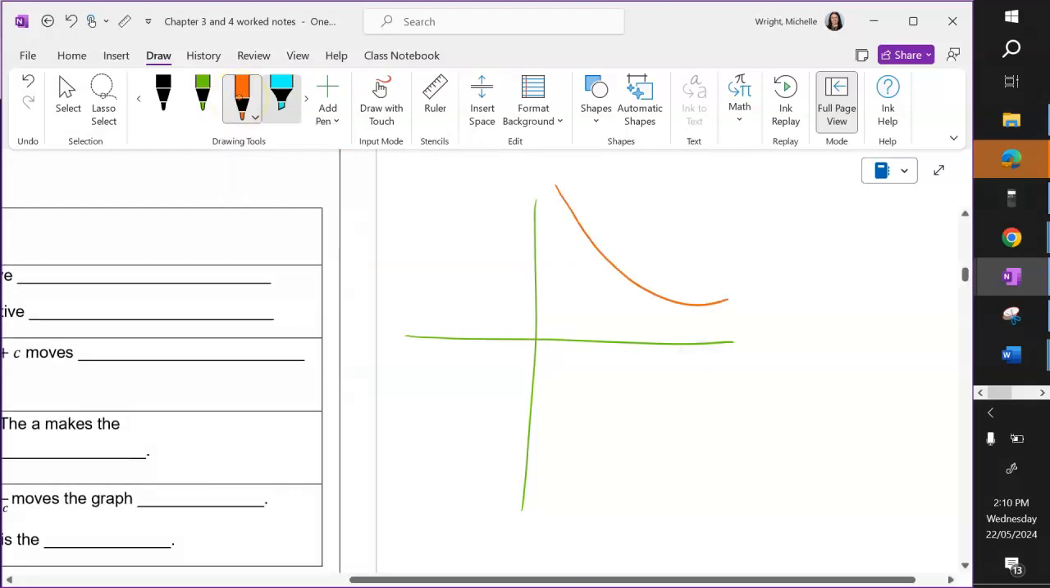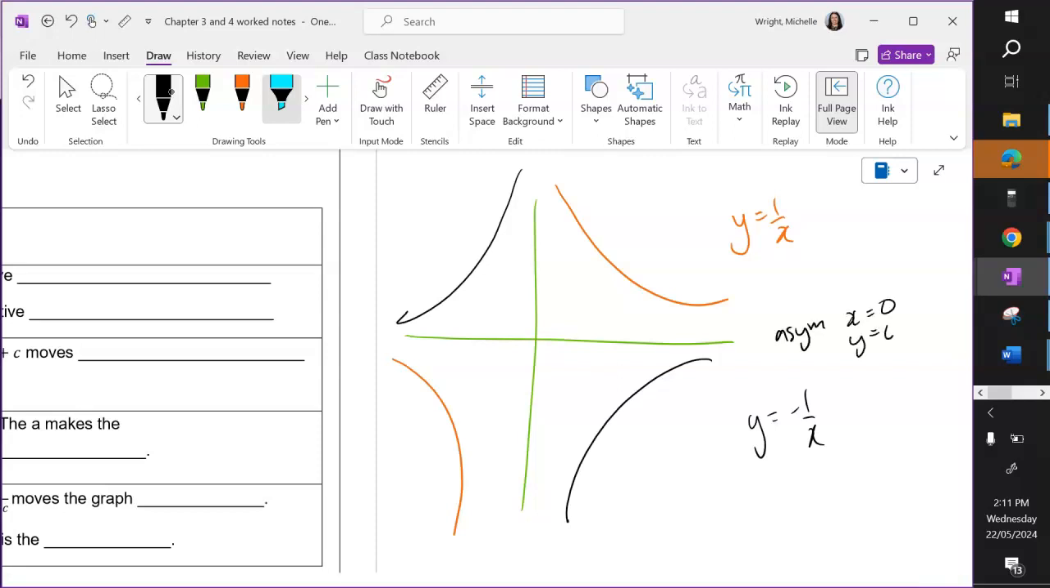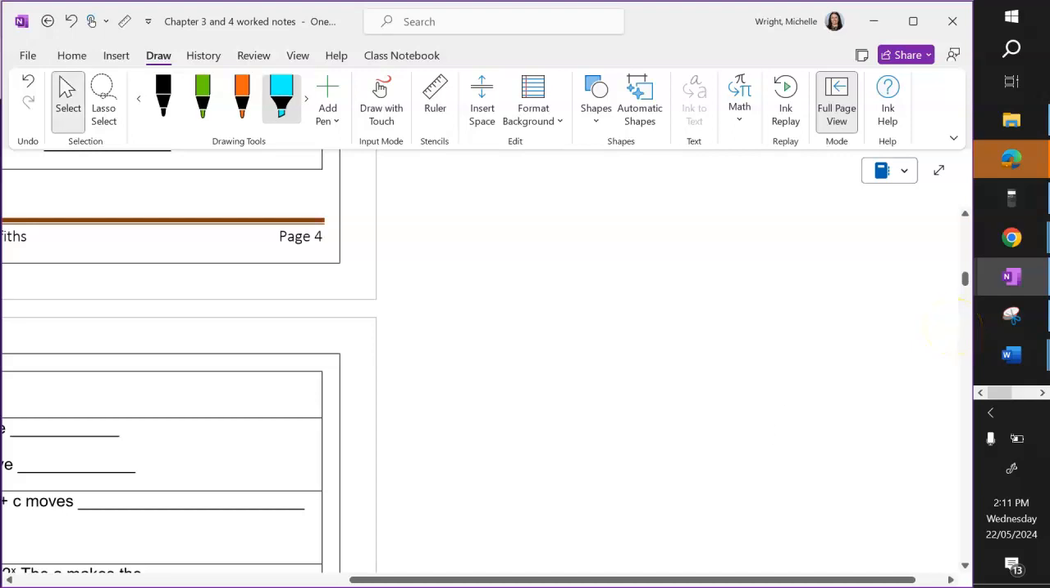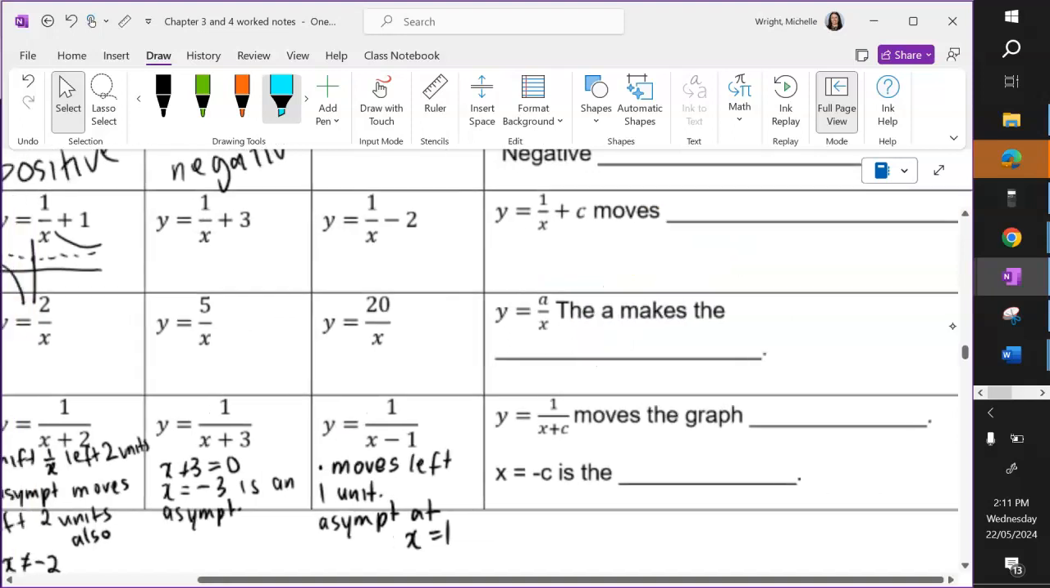Here's our basic y equals 1 over x. That's our positive one. If we want to do the negative one, it just changes the quadrants. There's our negative 1 over x. That has asymptotes at x equals 0 and y equals 0. So that's the y-axis and the x-axis. So when we're shuffling our graphs around when there's asymptotes, we're actually also shuffling those asymptotes around as well. And that's something to be very careful of.